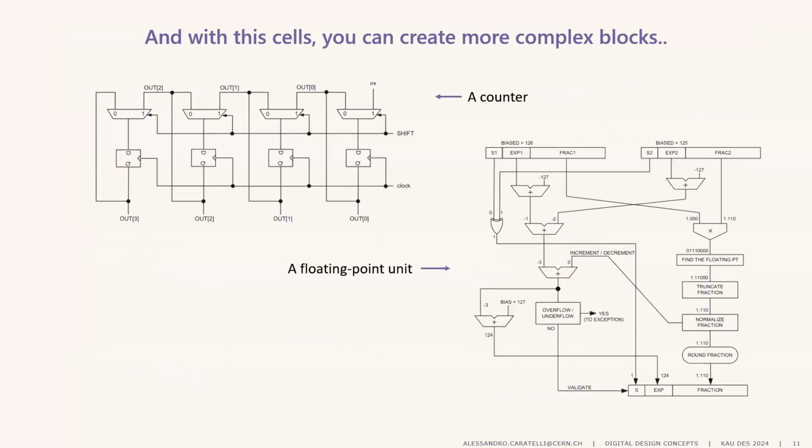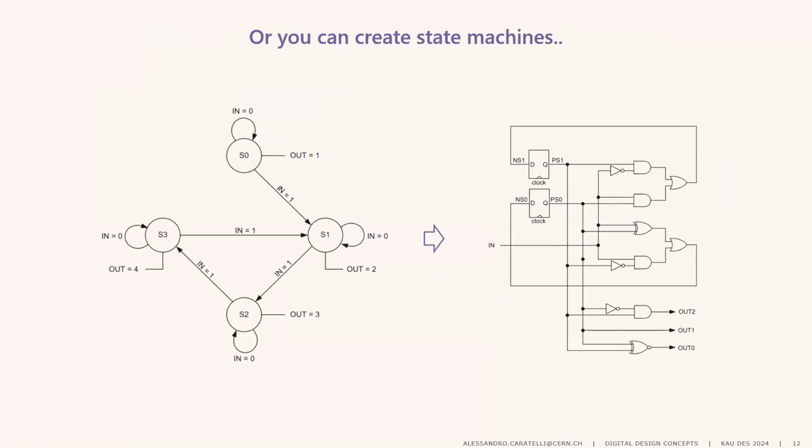Using these basic objects, you can create even more complex blocks. Here you have an example of a counter or a floating point unit, an object that is commonly found inside CPUs, which is also, in the end, built out of these logic elements, which are built out of these transistors. And if you go even further, you can create state machines. State machines are a type of circuit where the output does not just depend on the input, but depends on the current state in which the machine is. And the future state depends not only on the input, but also on the state in which this circuit was at the previous time.